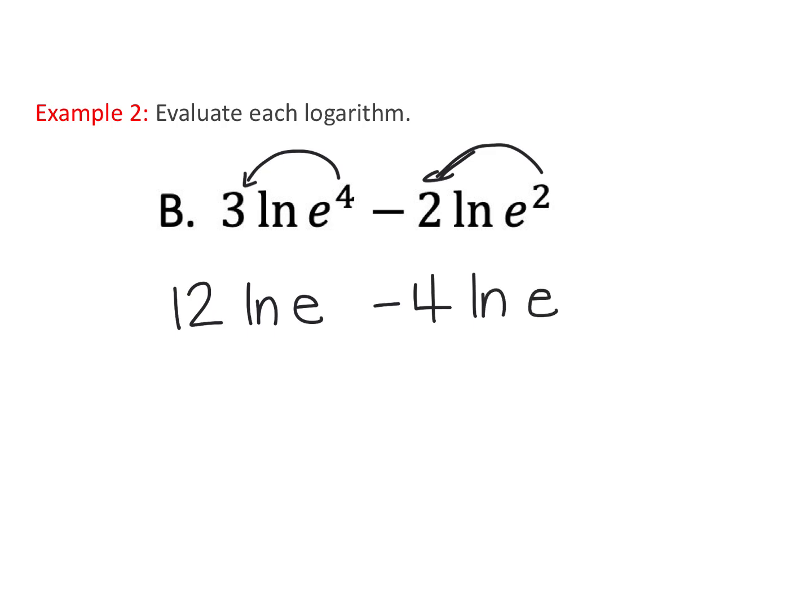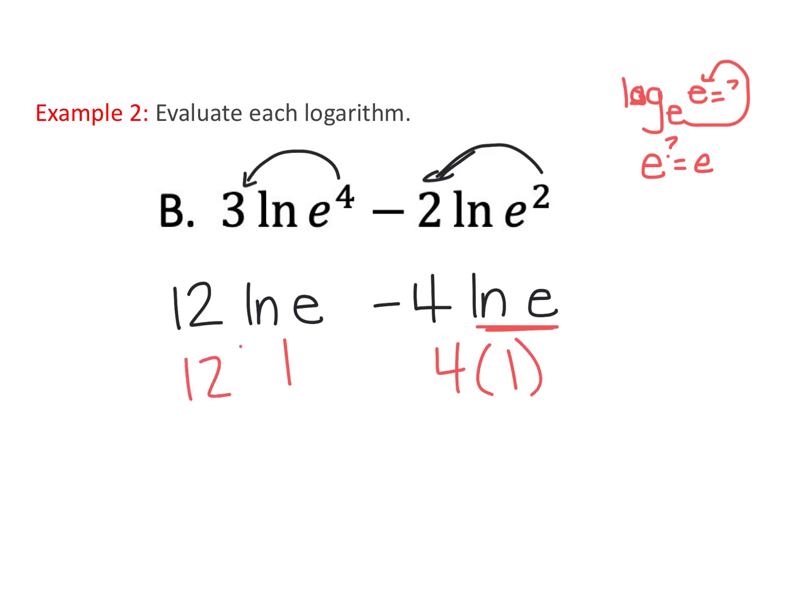Now, what's the ln of e? Remember that that's equivalent to having a log of base e, and it's saying e to what power is equal to e? Well, this is 1. So the ln and e, you can think of them as inverses. They're undoing each other. You get 1 and 1. So I have 4 times 1 here, 12 times 1 here. I didn't mean to put an equal, meant to write a minus. 12 times 1 minus 4 times 1 is just 8.